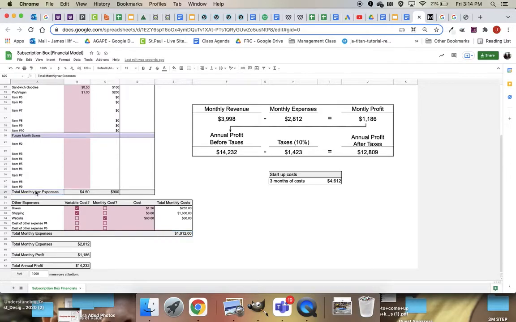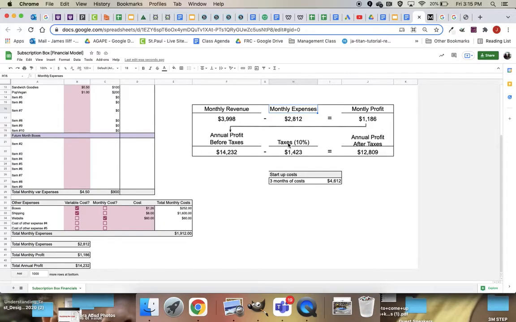Now remember our equation. We take our variable expenses plus our fixed expenses, and that's how we get our total monthly expenses. So here we got $2,800 in our monthly expenses, and we're making almost $4,000 in revenue. Remember our equation: revenue minus expenses equals profit. So you can see that on a monthly basis, even though we're making $4,000 in revenue, we're only profiting $1,100 because the rest of it's going towards expenses.